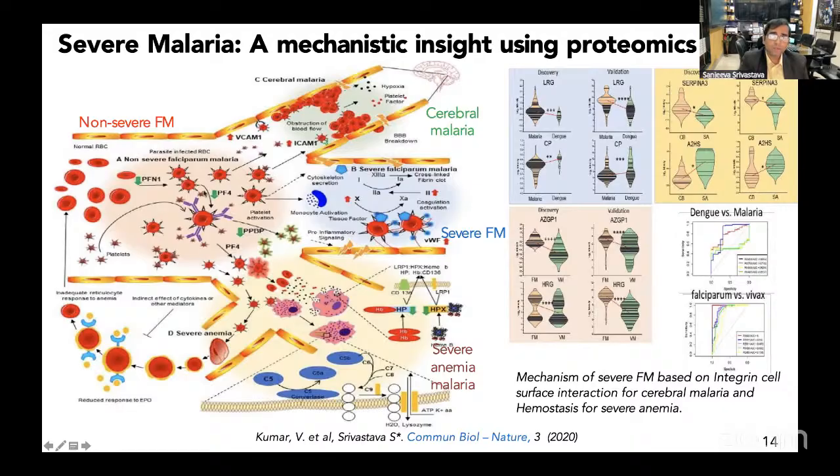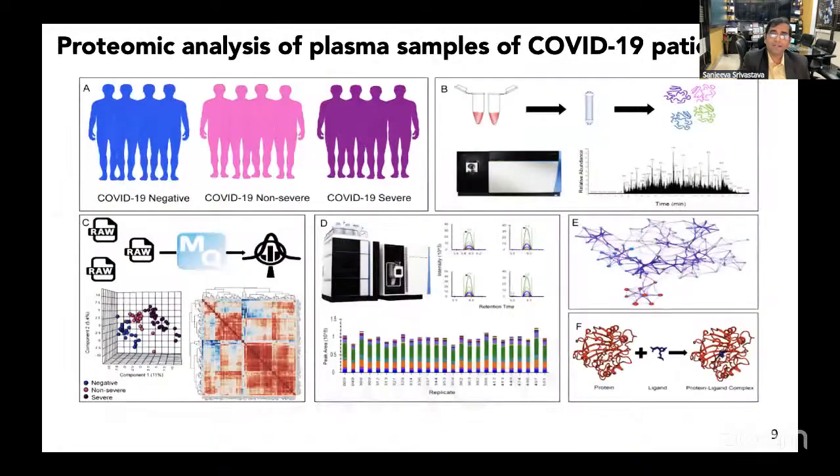So again, just looking at this broad picture, we were able to get different mechanistic insights into different types of complications. Additionally, we also compared dengue and vivax malaria and the different types of pathways involved in that. To save time, I'm not talking about all of the biology, but it gives you an idea of how this type of discovery work takes it to the next level of understanding the clinical problems or the biological problems.